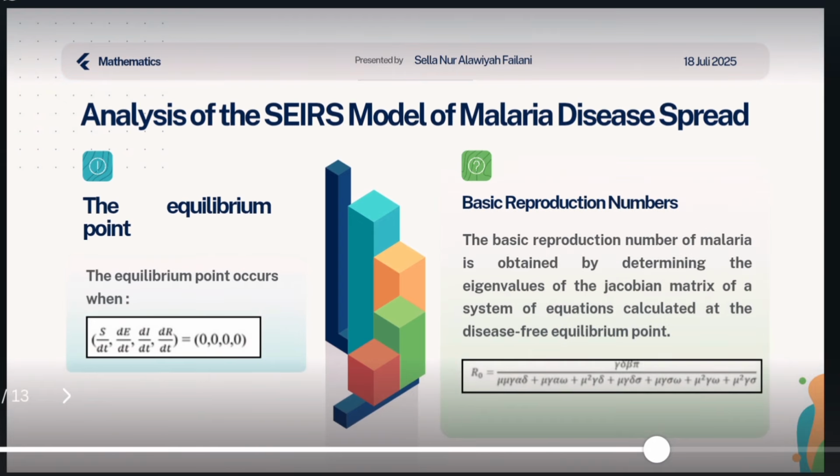Next, we will analyze the SEIR model of malaria disease spread. First, the equilibrium point. The equilibrium point occurs when the derivative of S with respect to t, the derivative of E with respect to t, the derivative of I with respect to t, and last, the derivative of R with respect to t, are all equal to 0.